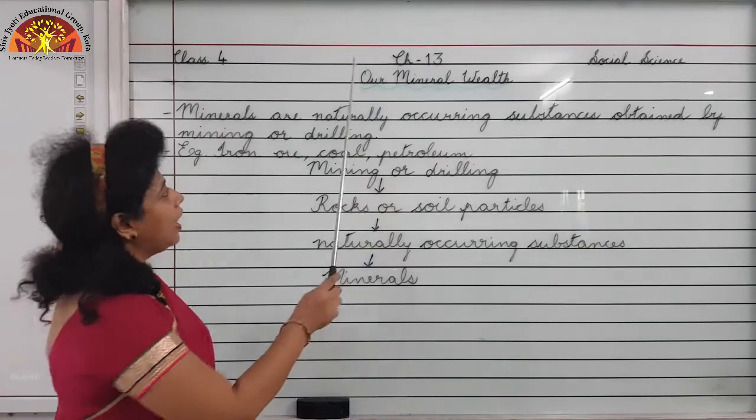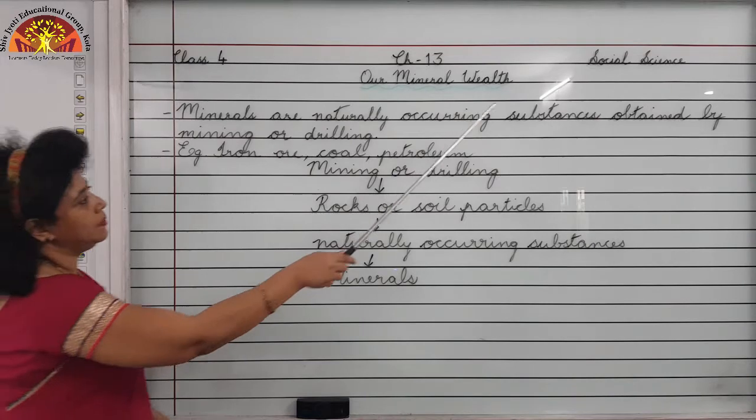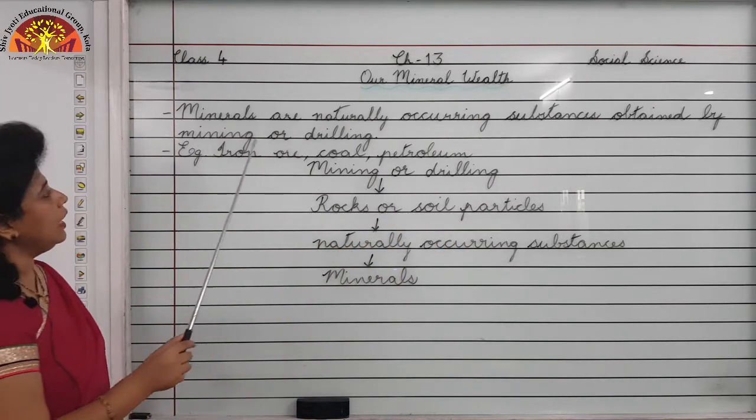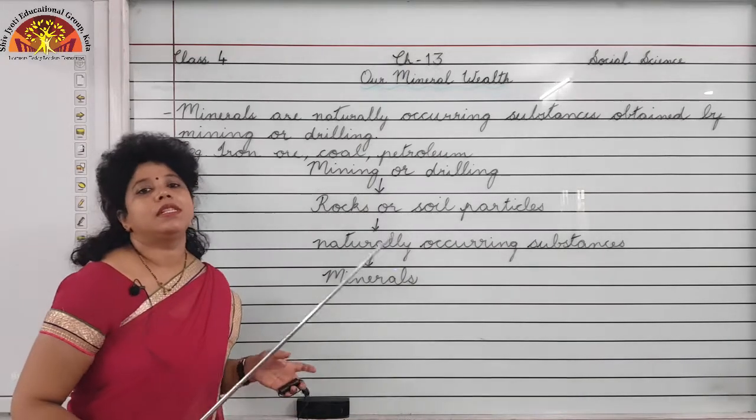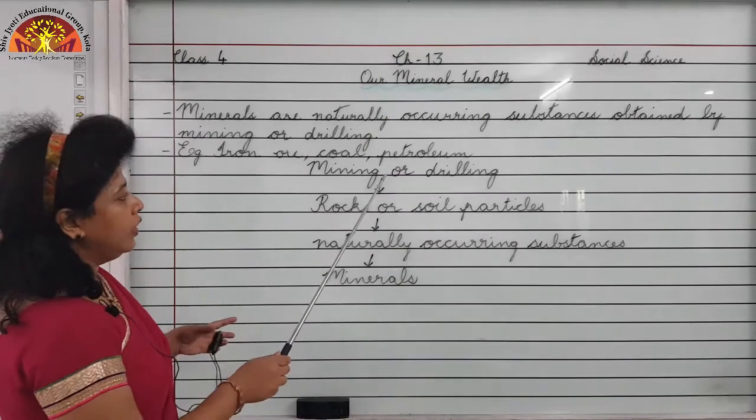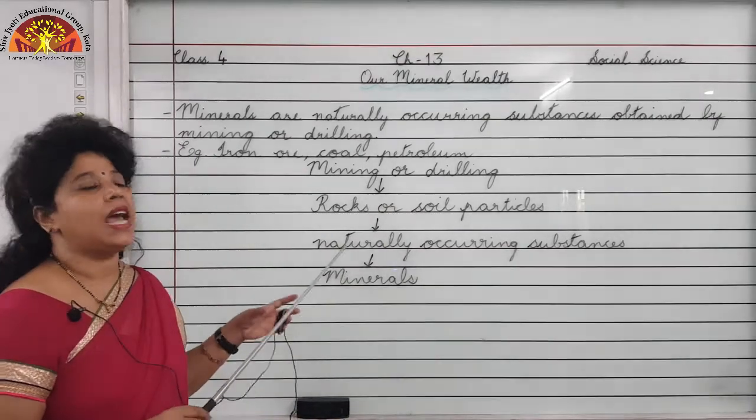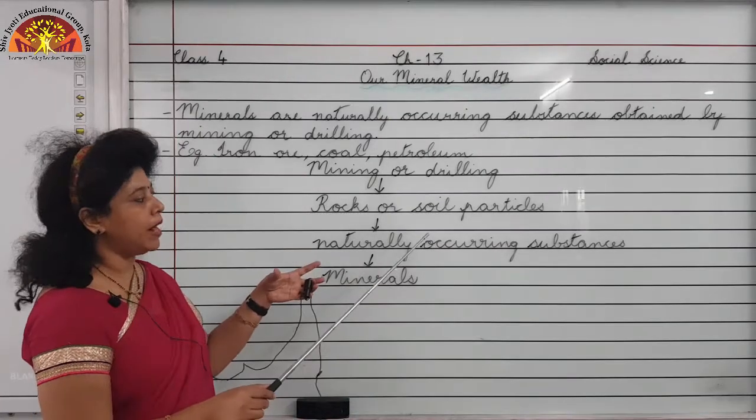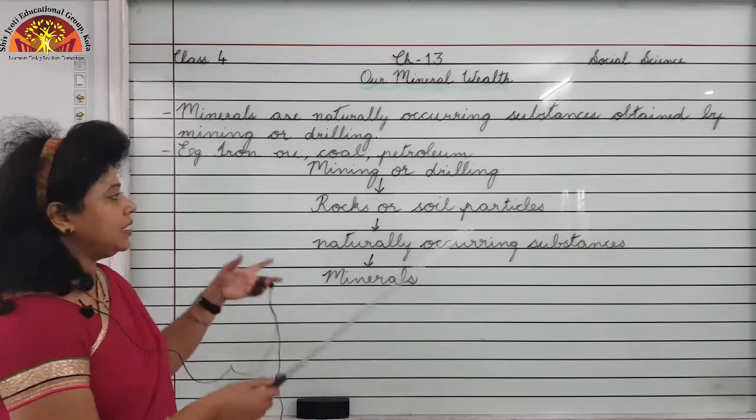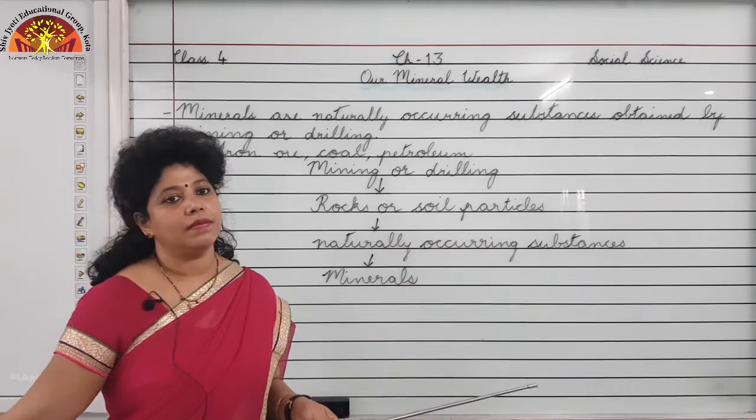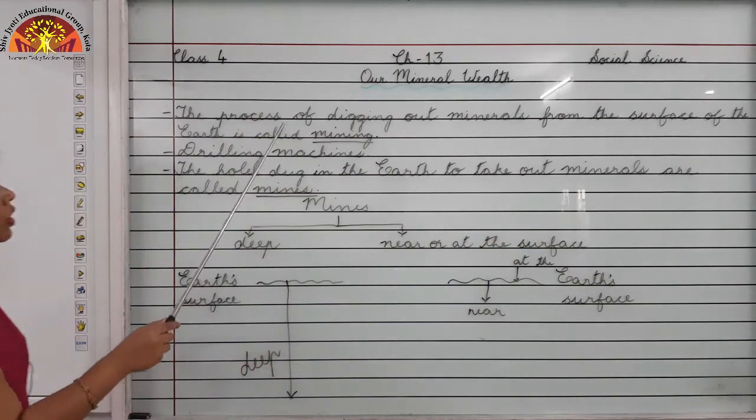So, we will start with our mineral wealth. What is a mineral? Minerals are naturally occurring substances obtained by mining or drilling. Example, you have iron ore, coal, petroleum. What happens is when mining or drilling is done, you get rocks or soil particles, and these minerals are actually present in these rocks or soil particles, and minerals are the naturally occurring substances that are present in these rocks or soil particles. The process of digging out minerals from the surface of the earth is called mining, okay?